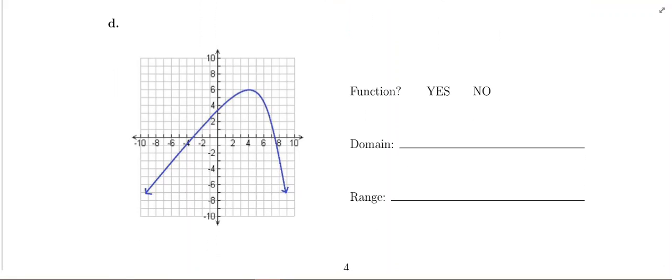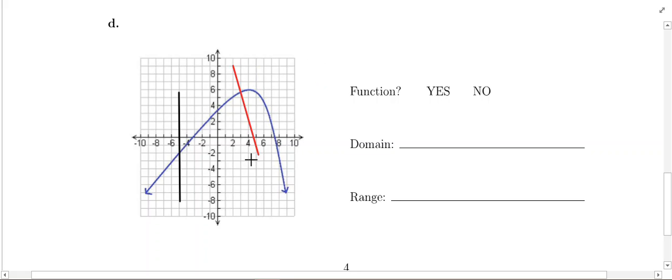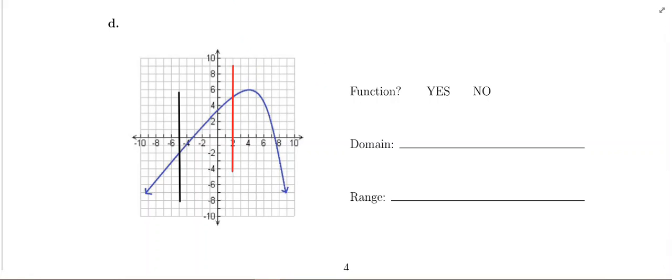Okay, first thing we need to figure out is whether or not this represents a function. So again, we're just going to draw vertical lines here. I will draw one right here. This vertical line intersects the blue curve in a single point. I'll draw in another one, right here. Again, we are intersecting the blue curve in just one point. I'll do one more, right here.